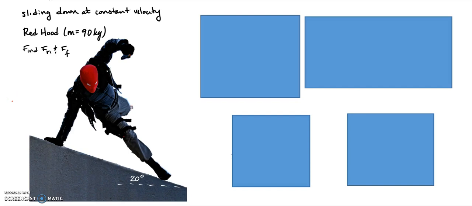All right. Force diagram, net force equation, all that fun stuff with inclined planes. Yay! Jazz hands. All right, so here's your challenge problem. The Red Hood is escaping someone for some reason. He's sliding down an incline. His mass is 90 kilograms. You want to find the normal force and the force of friction acting on him. Go. All right, that's your challenge.